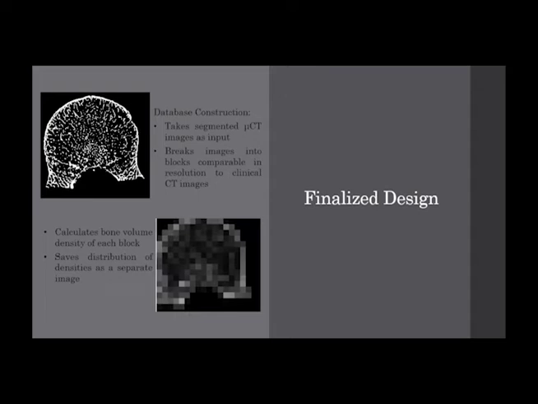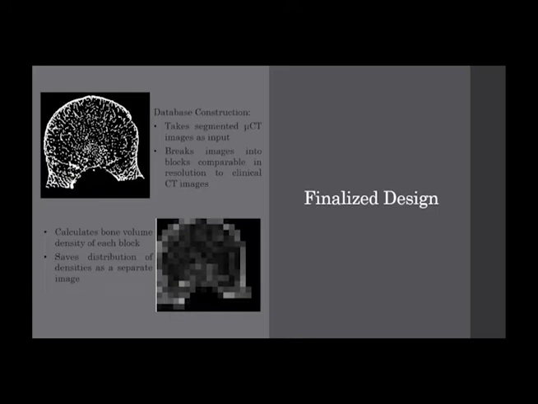So the final design package is a set of MATLAB functions which take a set of segmented micro CT images, such as the one on the upper left, as an input, and then outputs the distribution of bone volume density in that image, as well as the fabric tensor for that image.